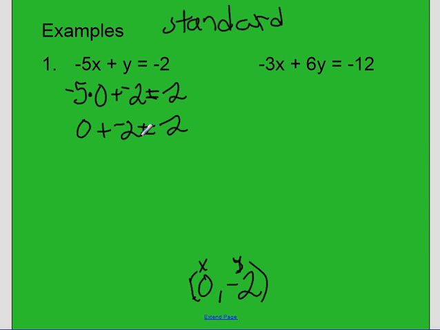Sorry that my equal signs are messing up, guys. It's my pen. And then 0 plus negative 2 is negative 2. And does that equal negative 2? It does. We're happy. Yay. But we're not done. We have to check the other one.